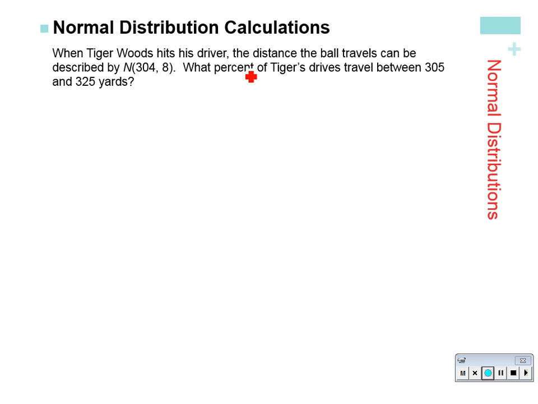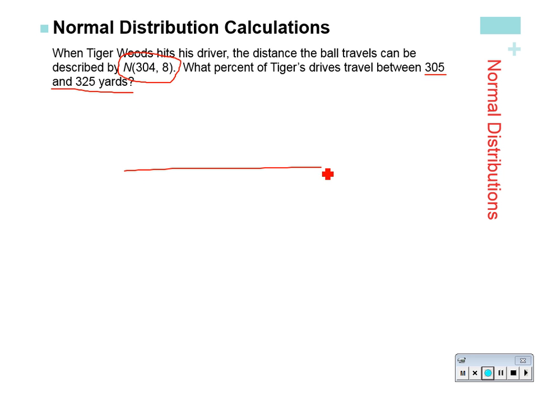Here's another one. And the question says, when Tiger Woods hits his driver, the distance the ball travels can be described by a normal distribution once again, so I'm just abbreviating this here. Normal distribution with a mean of 304 and a standard deviation of 8. And then the question says, what percent of his drives go between 305 and 325 yards?